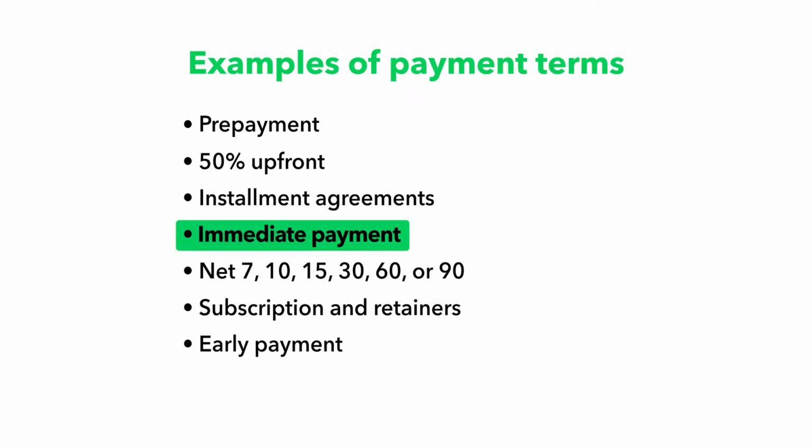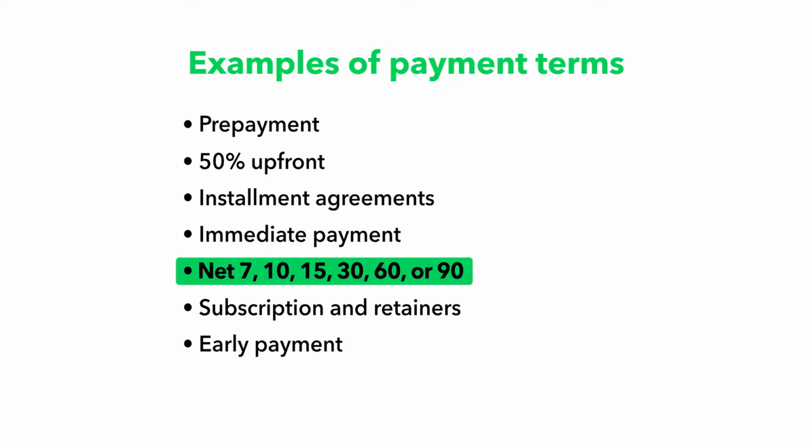Immediate payment or payment upon receipt. So this just means that you get paid as soon as the goods or services are delivered. And you can even negotiate within the contract that if you don't get paid right away, you can repossess the goods. Net 7, 10, 15, 30, 60, or 90. These terms refer to the number of days that you have to pay the invoice. So for example, net 30 just means that it has to be paid within 30 days of the invoice date.